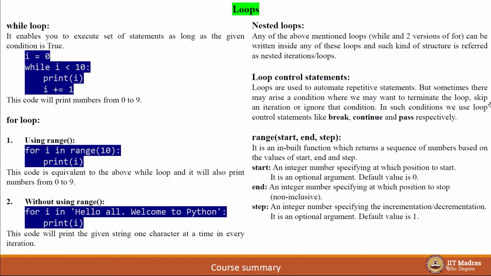If we write a range function with only one number, as you can see over here in the first example of for loop, that number is considered as the end value. And the third argument is step. Once again, it is an integer value where we can specify by how much you want to increment or decrement the values in the sequence. It is an optional argument and the default value is 1.